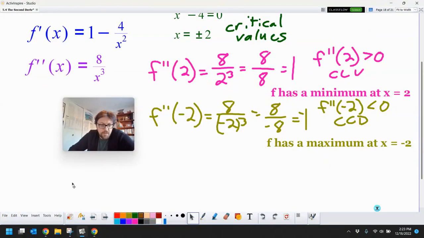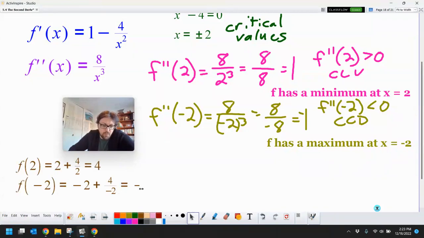And that's pretty much it for this problem. The last couple steps are pretty easy at this point. We want to figure out what our actual locations of these extrema are. So I'm plugging 2 into the original function and -2 into the original function to get 4 and -4. And then we just want to write those coordinate points and what they are.